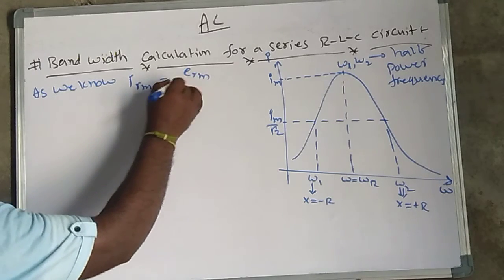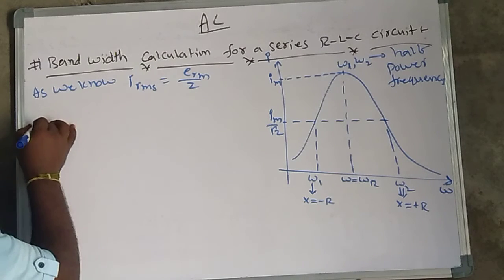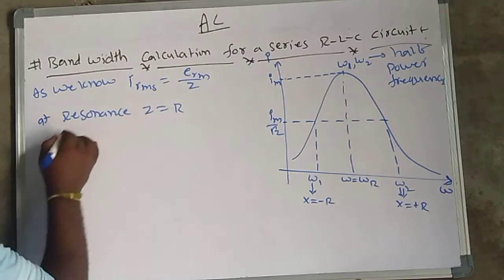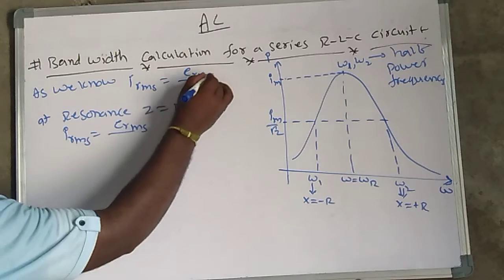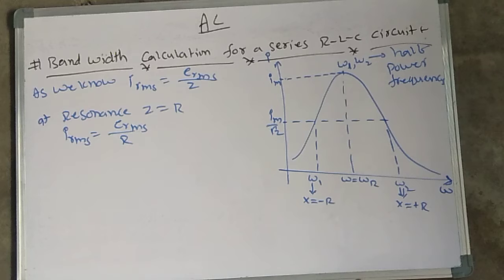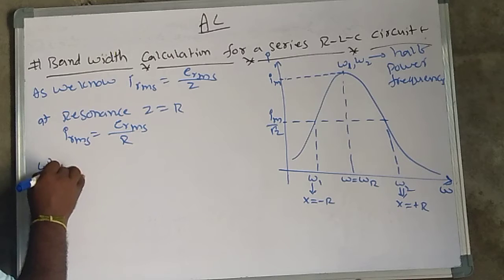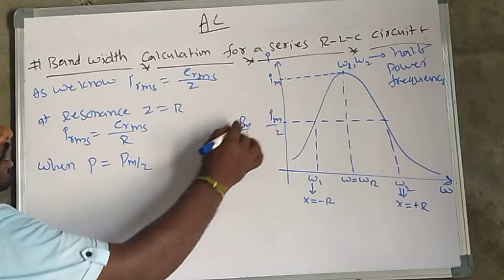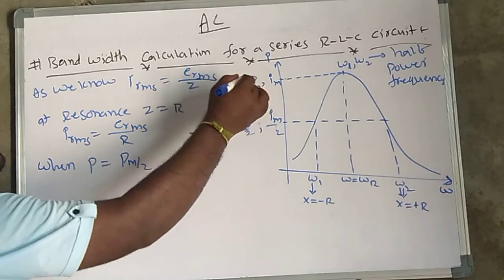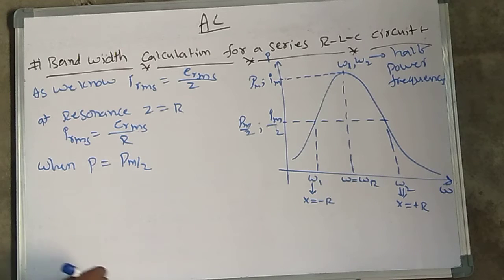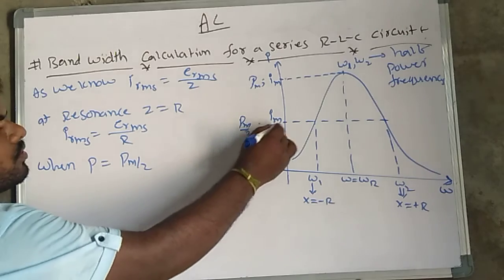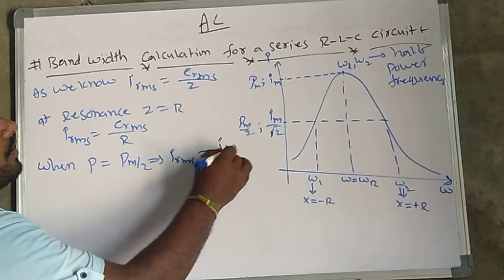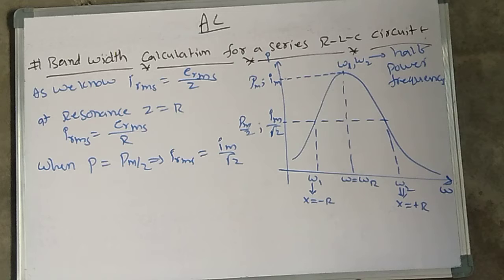I RMS is equal to E RMS divided by Z. At resonance Z is equal to R, so substituting this value, I RMS is equal to E RMS divided by R. When power is half of the maximum power, the current I RMS is equal to I maximum divided by root 2.